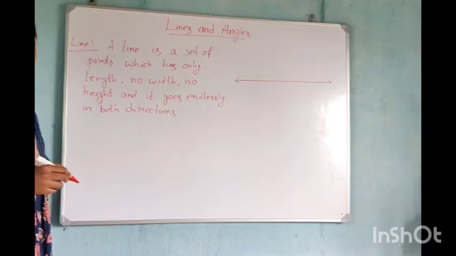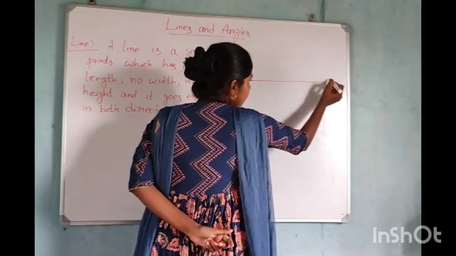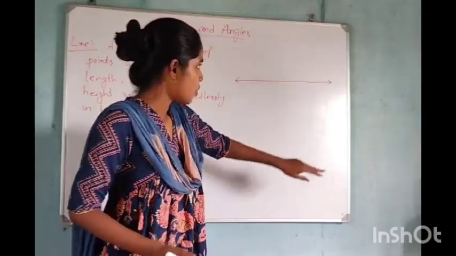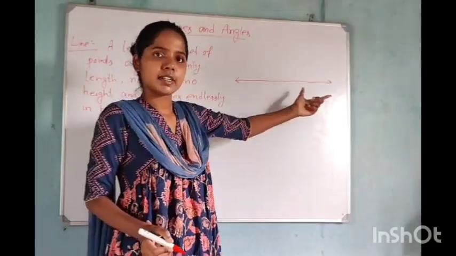Okay? Whenever we represent a line, we represent it like this. We draw an arrow on both sides because it goes endlessly in both directions. Okay?